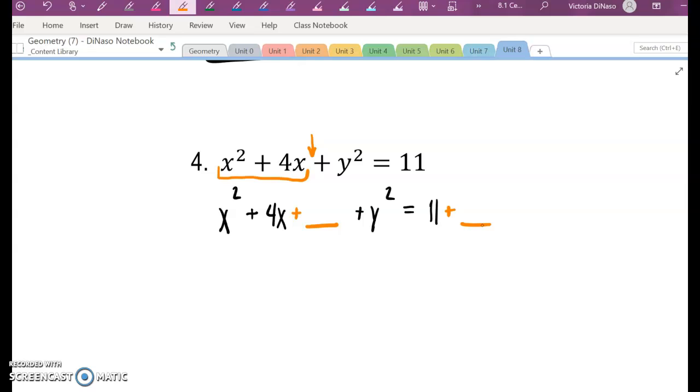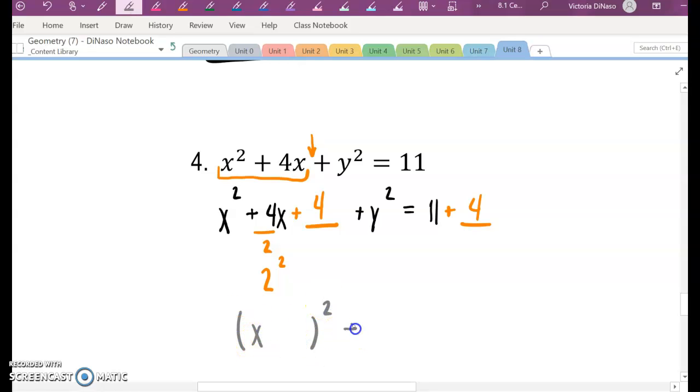There's nothing there. So I can take this 4. I'm going to divide that by 2, and I get 2. Squared, and I get 4. So we're going to go ahead and put 4 in both blanks. And essentially, we're done completing the square. We can jump right to the equation of a circle. We've got parentheses with an x, close parentheses squared, plus y squared equals, and then we've got 11 plus 4, which is just 15.